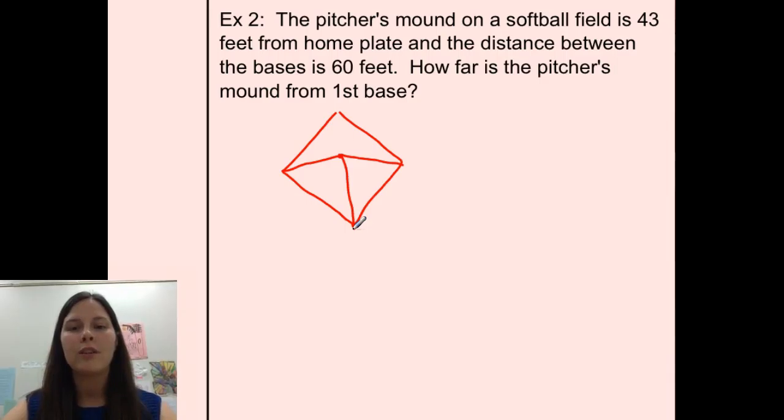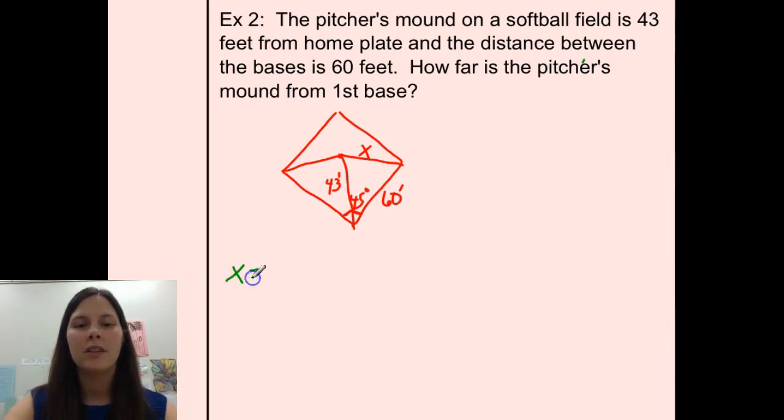We do know that the pitcher's mound is 43 feet from home plate, and home plate to first base is 60 feet. Now there is a right angle at home plate, so when we drew in the line from the pitcher's mound to home plate, we cut that angle in half, so we have a 45-degree angle. The value we're looking for is the distance from the pitcher's mound to first base. We know side angle side, so that will be law of cosines.